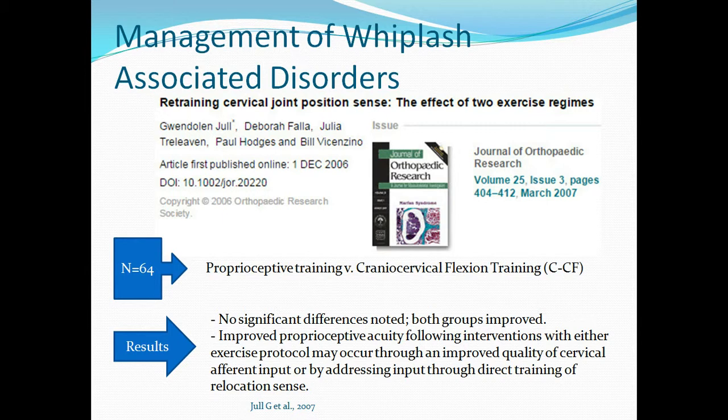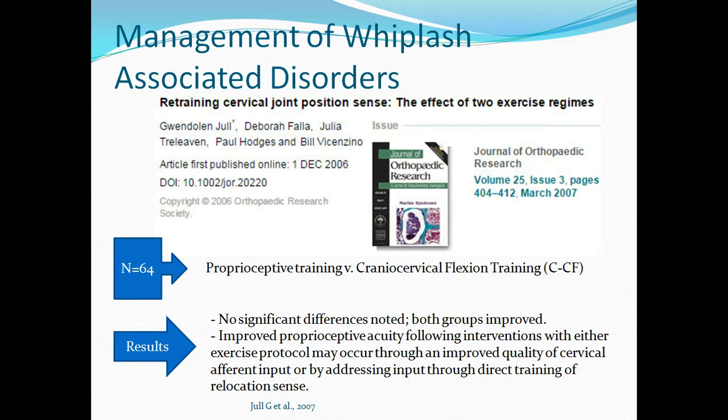In this study, Joel et al. compared conventional proprioceptive training versus craniocervical flexion training. And they wanted to look at the effects of conventional training versus craniocervical flexion training on cervical joint position error in people with persistent neck pain. They hypothesized that this would help to differentiate the mechanisms of effect of such interventions.